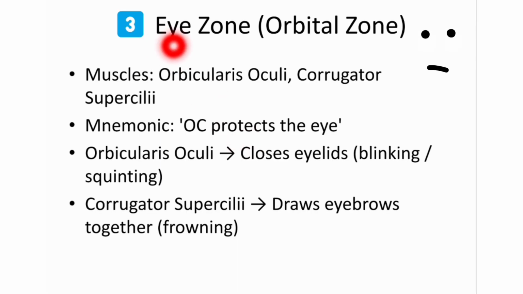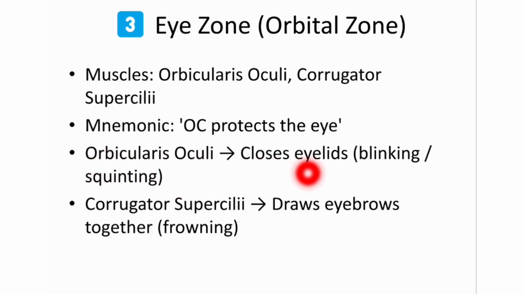Let's talk about the third one, that is eye zone, also known as orbital zone. Muscles included in the eye zone are orbicularis oculi and corrugator supercilii. Mnemonic to remember is OC protects the eye. O for orbicularis oculi and C for corrugator supercilii.